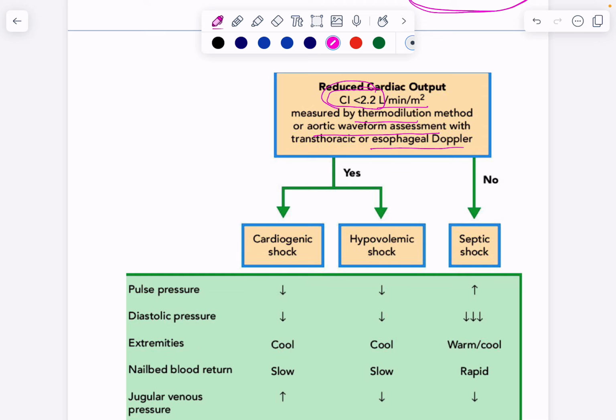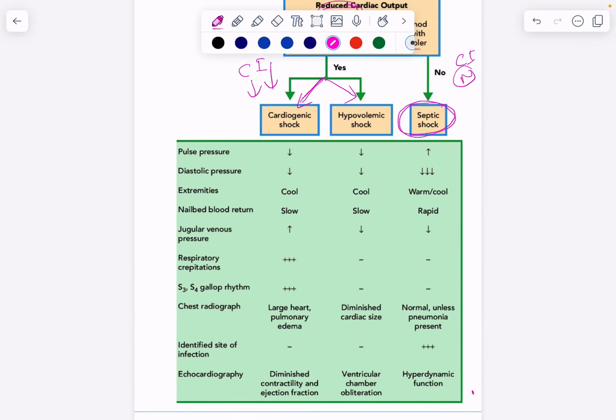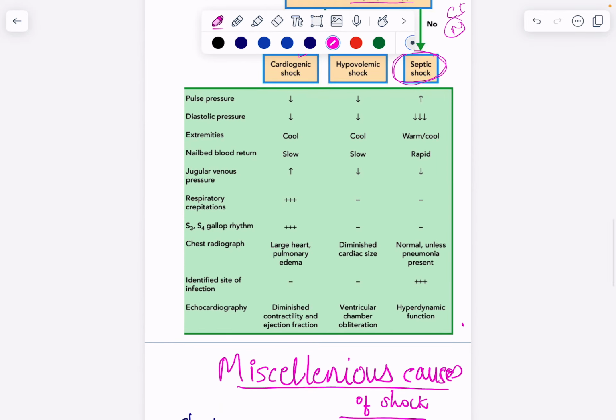What happens if this cardiac index is reduced? Then there are two types of shock: cardiogenic shock or hypovolemic shock. Whenever the cardiac index is normal, then the patient is in septic shock. So whenever there is a decrease in cardiac index, it could be a cardiogenic shock or a hypovolemic shock, and septic shock otherwise. Ultimately we can see the different clinical features of these three types of shocks. These are the common shocks: cardiogenic shock, hypovolemic shock, septic shock.